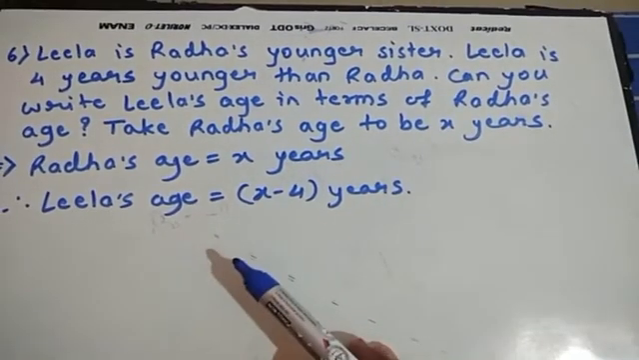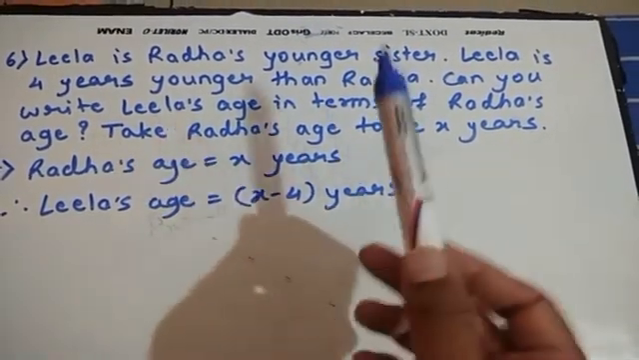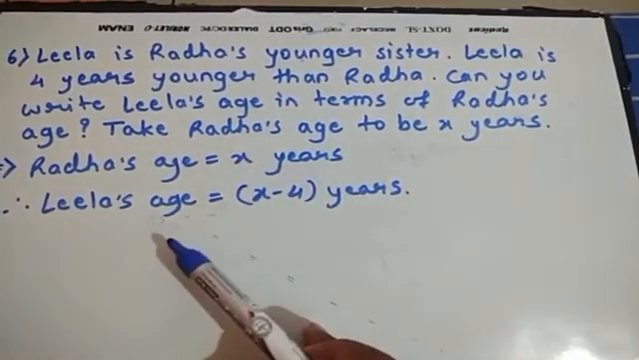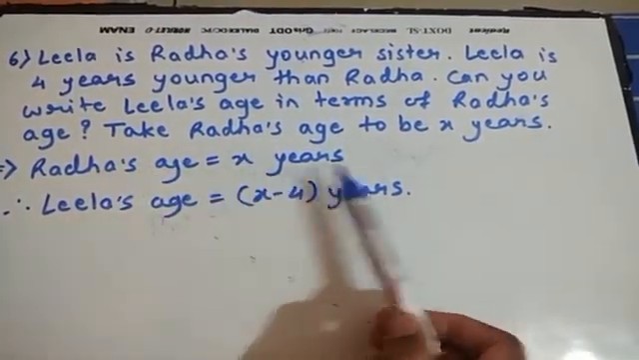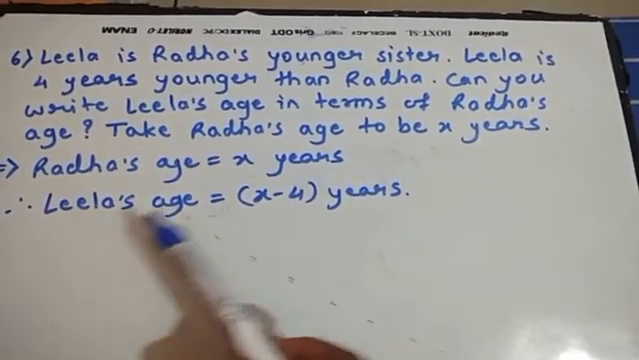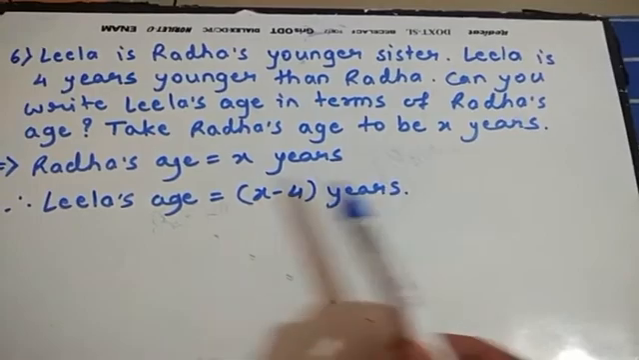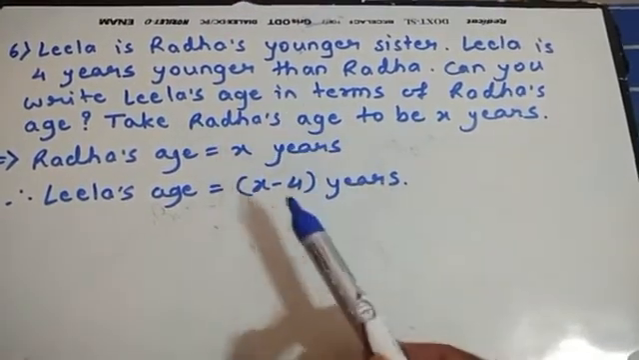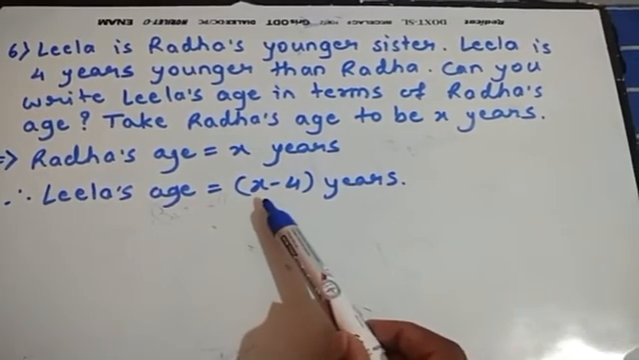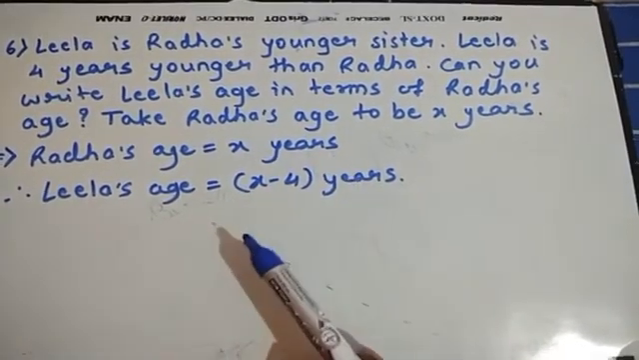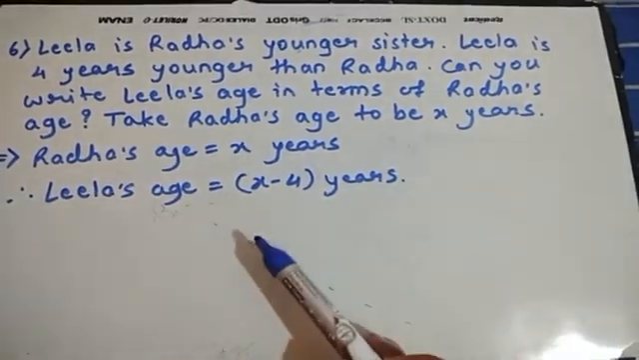Now here it is given that Leela is Radha's younger sister and Leela is 4 years younger. Therefore here Radha's age we don't know, so we will consider Radha's age as x years. If Radha's age is x years, then Leela's age will be x minus 4 years, as we know that Leela is 4 years younger than Radha. Therefore 4 years will be subtracted from Radha's age. Therefore x minus 4 years is the age of Leela in terms of Radha's age.